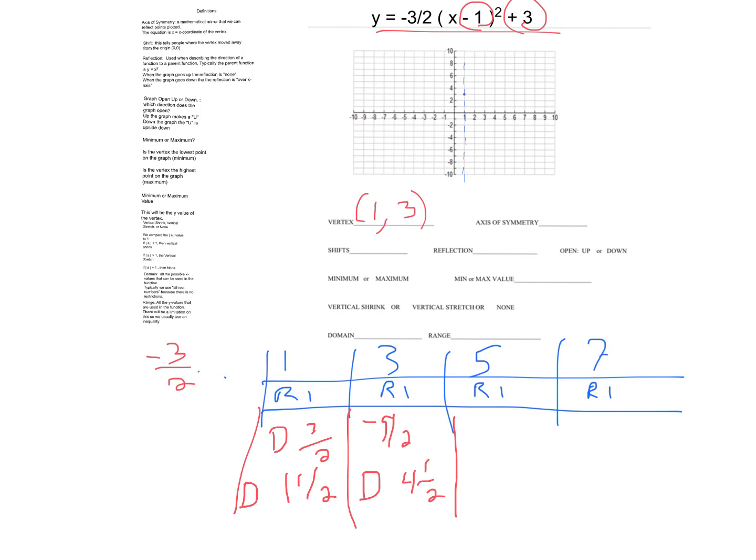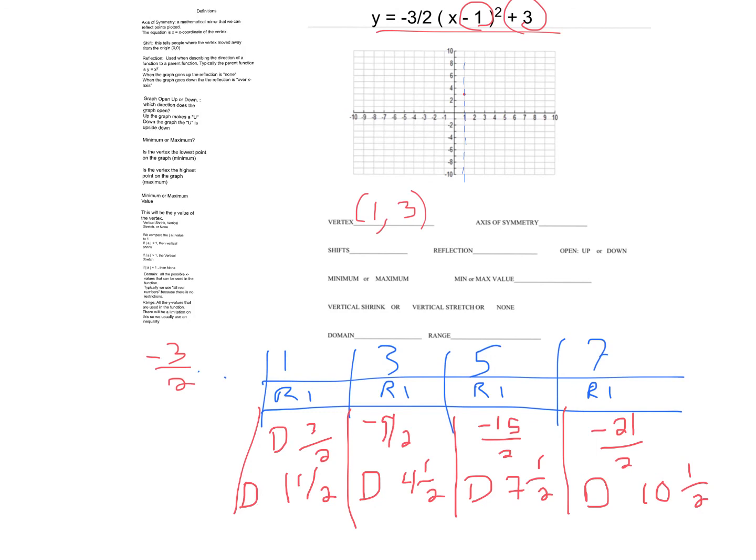Okay. -3/2 times 5 is -15/2. So we're going to go down 7.5. And then this is going to be -21/2, which is -10.5. So we're going to go down 10.5.